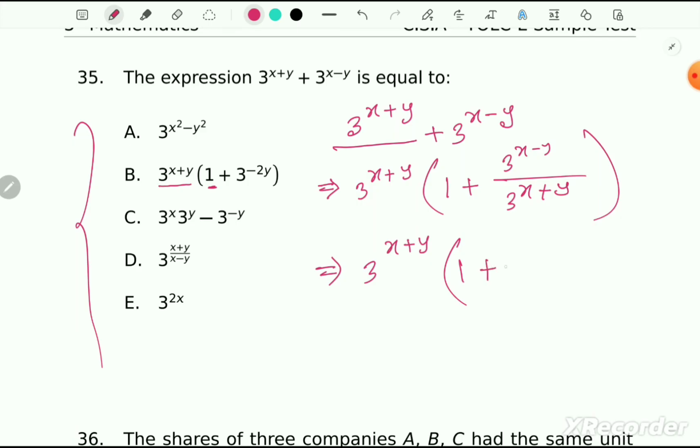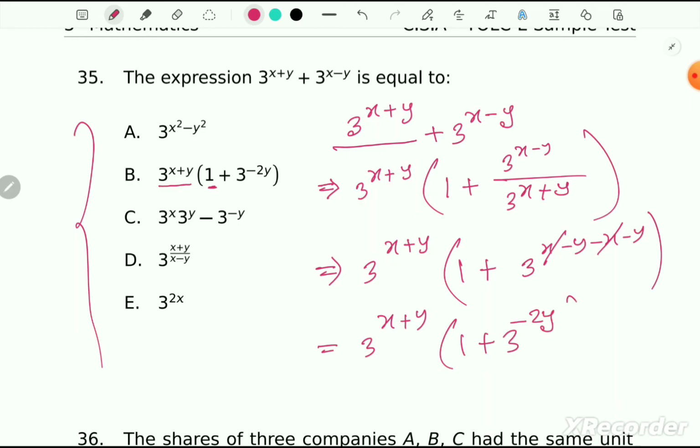Here we can write 3^(x-y) minus (x+y), x and x cancel, then remains 1 plus 3^(-2y). So our answer is B.